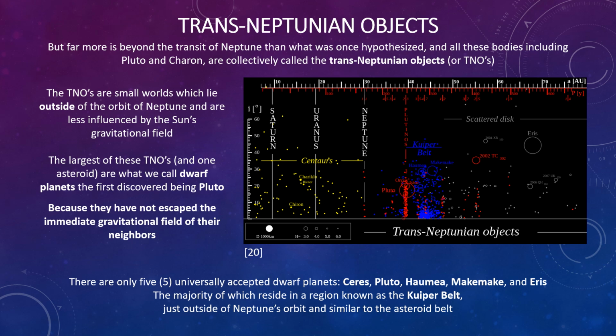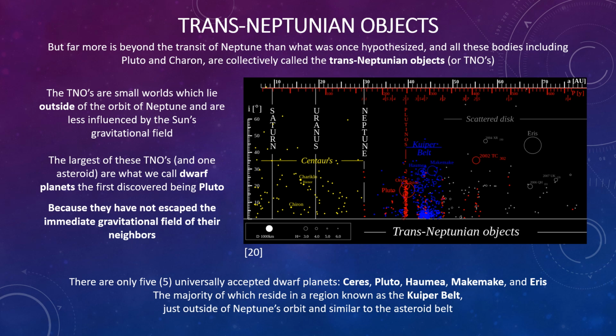And so we have a lot of very similar objects in size to Pluto that are out in the Kuiper Belt. And then even further out, we have some smaller objects. And then there's Eris, which is actually about the size of Pluto, that is much further out. So trans-Neptunian objects are small worlds that are outside the orbit of Neptune, and they are less influenced by the sun's gravitational field.